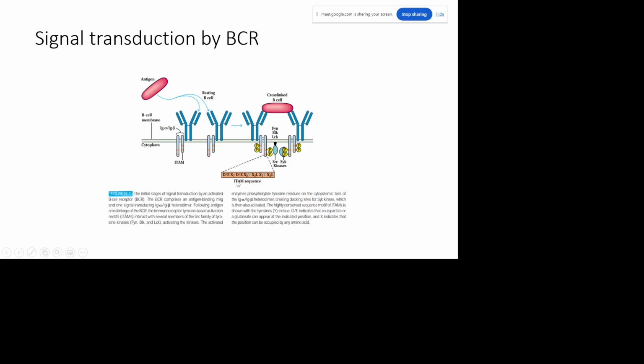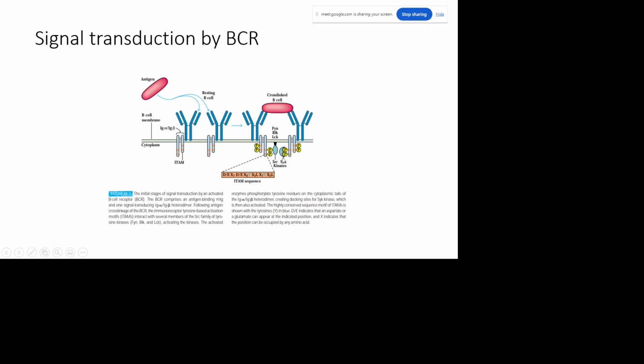So this is the ITAM sequence. These two Y's are conserved tyrosines, and D or E indicates aspartate or glutamate, and X indicates any amino acid. So these tyrosines are very important in the ITAM. That's why they are conserved, because they will be phosphorylated by the SRC family of tyrosine kinases. These are your SRC kinases, for example FYN, BLK, LCK.